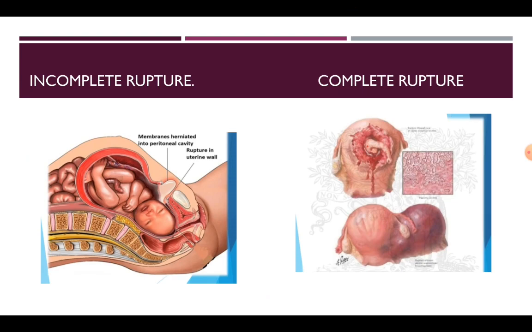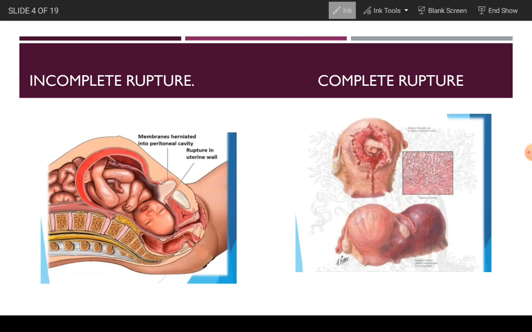Now look at this picture. Here you can see just a herniation. That means it is just an incomplete rupture, but in complete rupture the fetus may go into the peritoneal cavity.